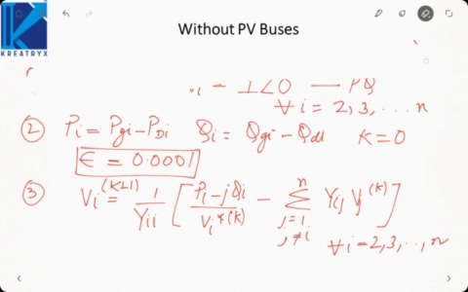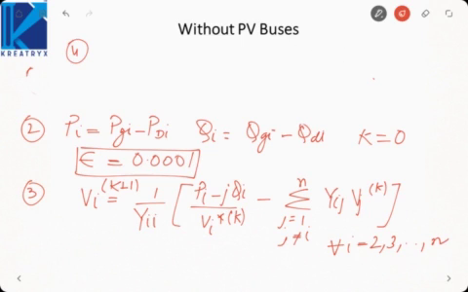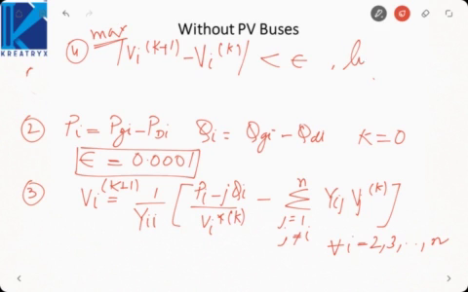Now, in the next step, we will check the difference between the previous iteration and this iteration. That is, we will calculate mod Vi at k plus 1 minus mod Vi at k. At each and every bus, calculate the difference between the previously iterated value and the new value. If the maximum of those values is less than epsilon, which means all the differences are less than epsilon, then we have reached a point where our tolerance is satisfied. Then load flow converges.